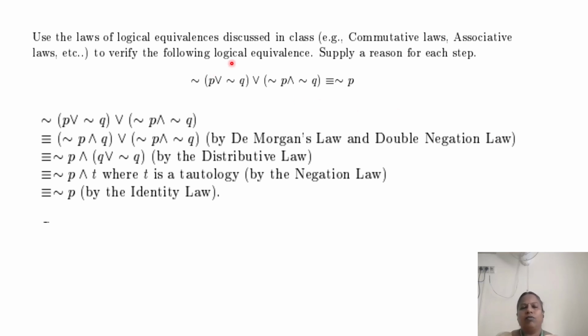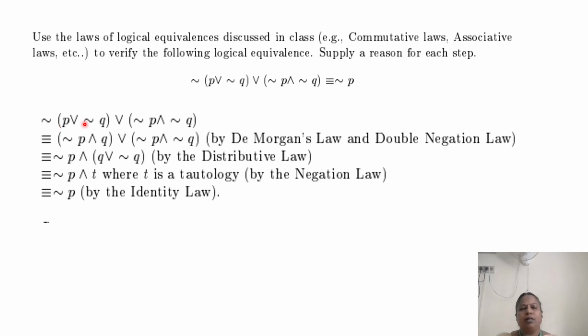And again, using logical equivalences, we have to prove the following. Again, the negation symbol may be used like this, or in the symbol we used in the previous statement. So negation of P or negation Q, or negation P and negation Q is equivalent to negation P. Here the right hand side is a single statement, negation P. How are we using it? If we consider the left hand side, negation of P or negation Q, or negation P and negation Q.